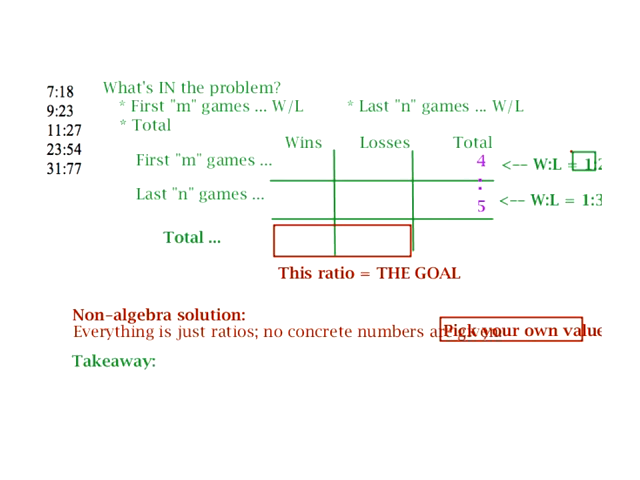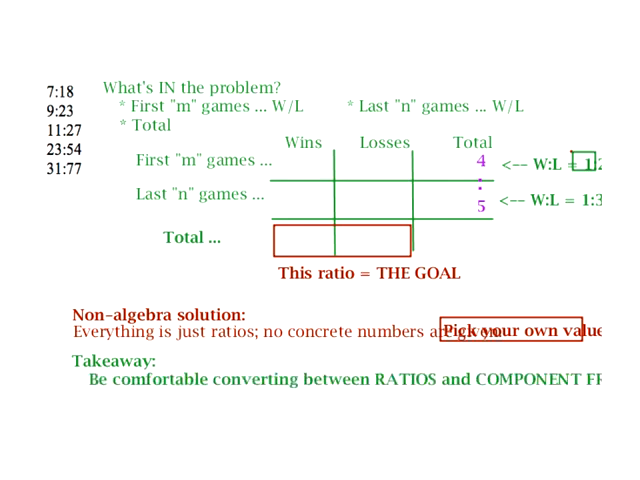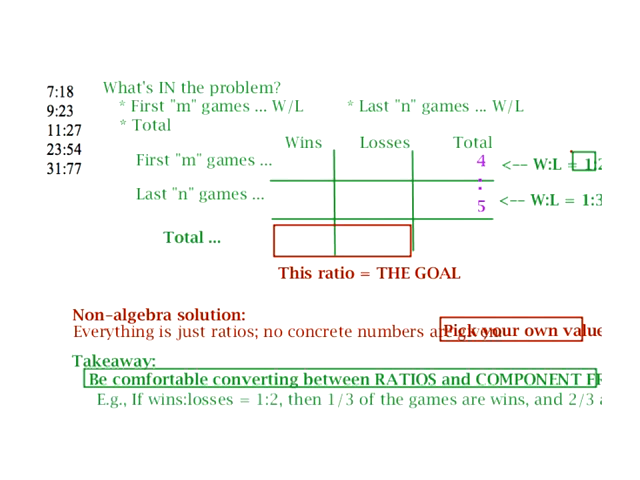But make sure you know how to be comfortable going back and forth between converting between fractions and ratios. Ratios, and I guess I'll call them component fractions. For instance, if you have a 1 to 2 ratio of wins to losses, that means that it's like the 1 and the 2, the total is 3, which means that 1/3 of those games are wins and 2/3 of those games are losses. So if wins to losses is 1 to 2, then 1/3 of the games are wins and 2/3 are losses.